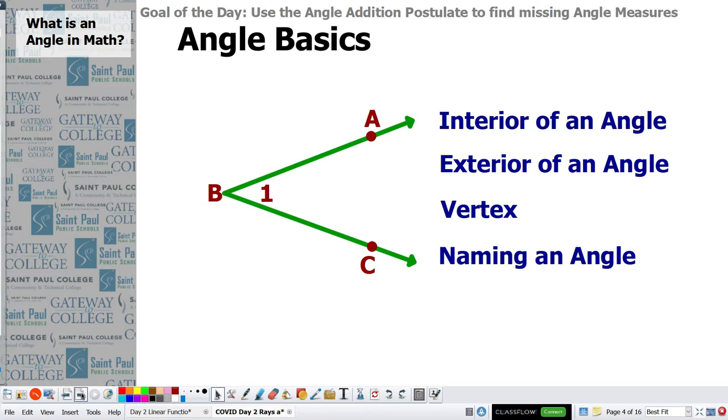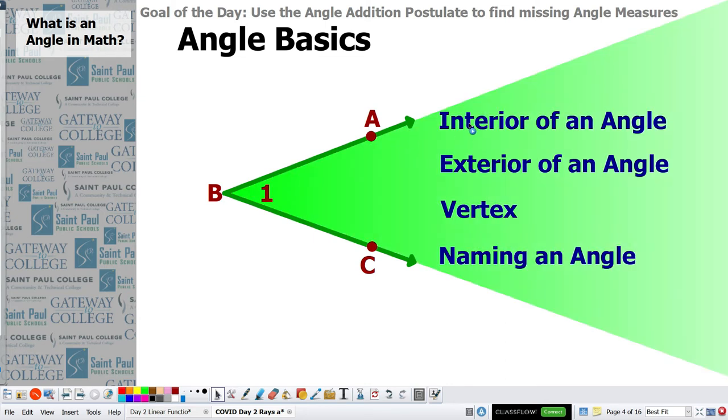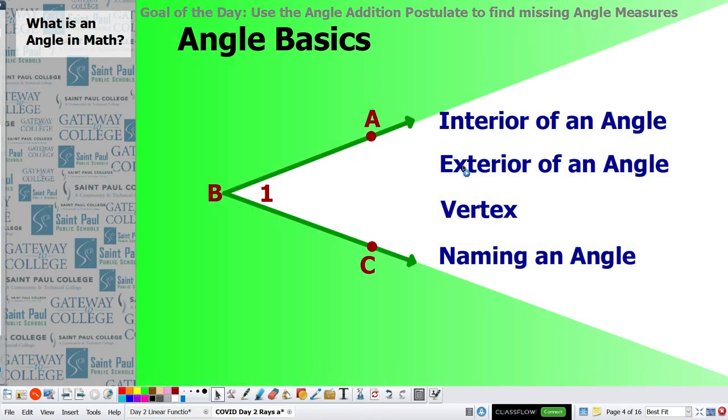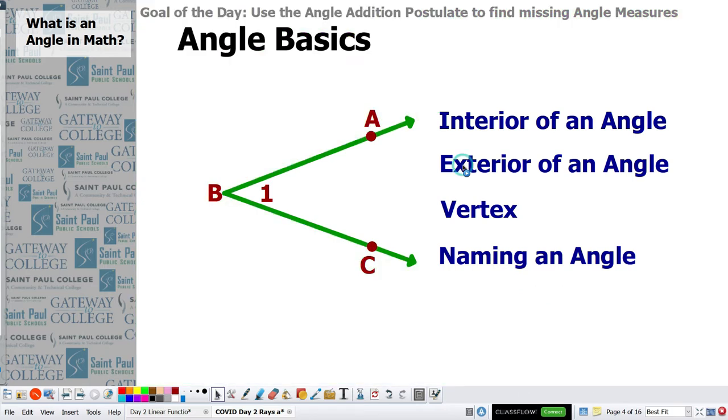All right, angle basics. Here we have an angle. An angle is two rays that share an endpoint. We have what we call the interior of an angle, which is all that stuff. That's the interior. We have the exterior of the angle, which is everything else. We have the vertex, which is right here. That's the pointy part of the angle. So the vertex is B. Point B is the vertex. It's where the two rays connect.